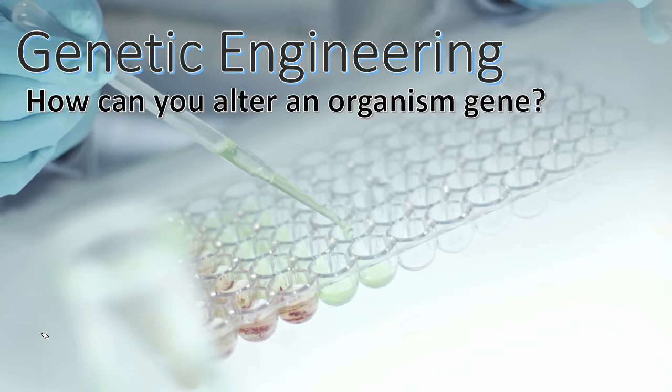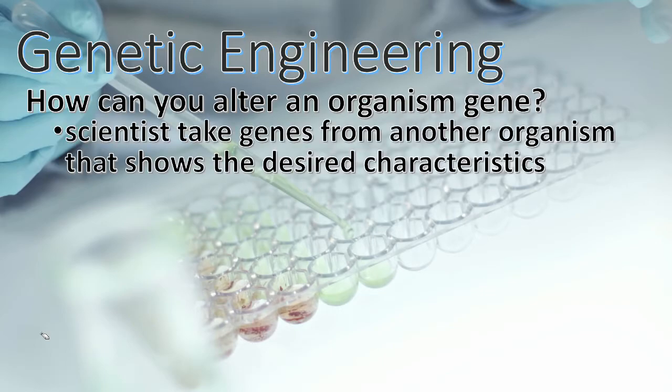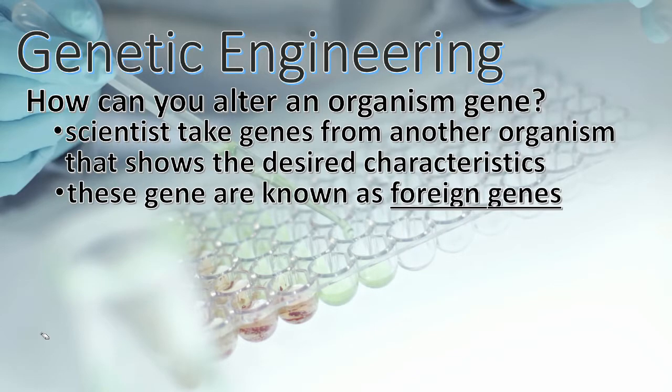How can you alter an organism's gene? So how can you change it? First, scientists take genes from another organism that shows the desired characteristics. It's like selective breeding. You select your desired characteristic, and then select the parents with that desired characteristic, and so on. It's the same with genetic engineering.